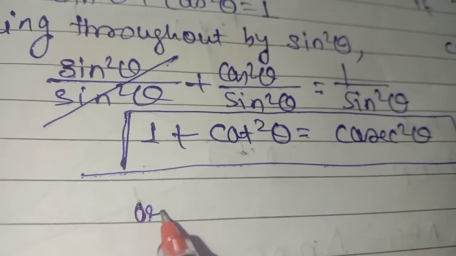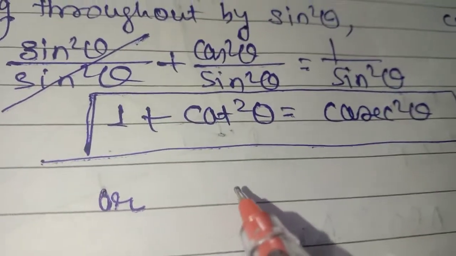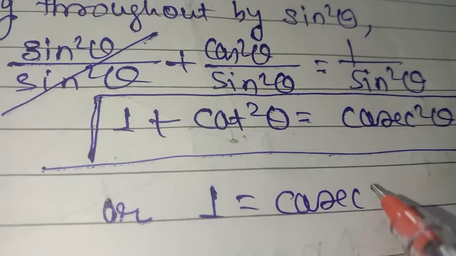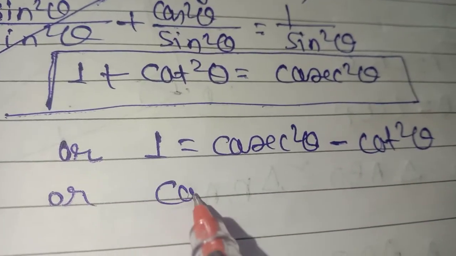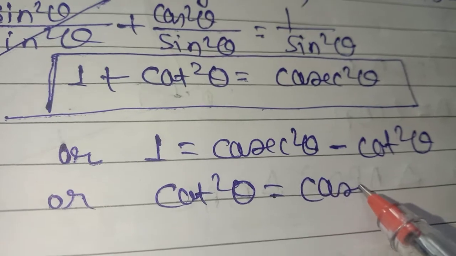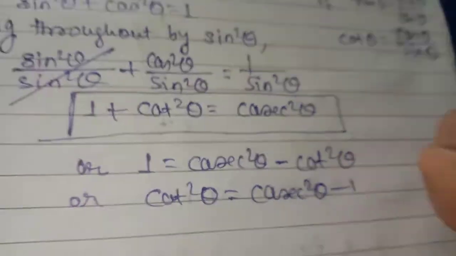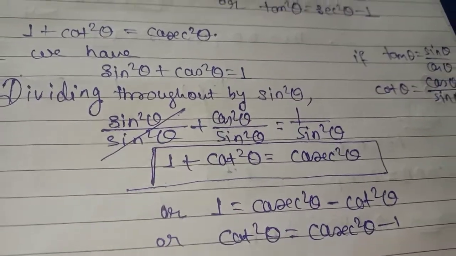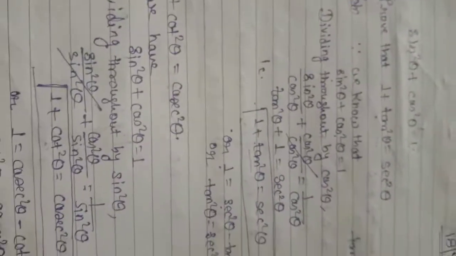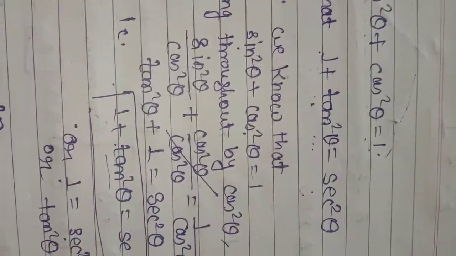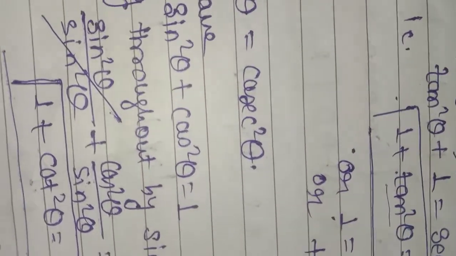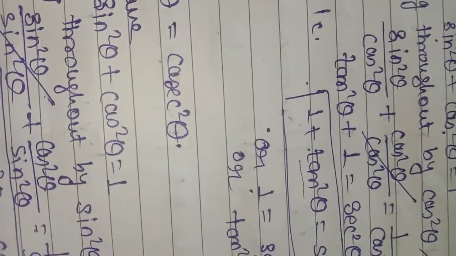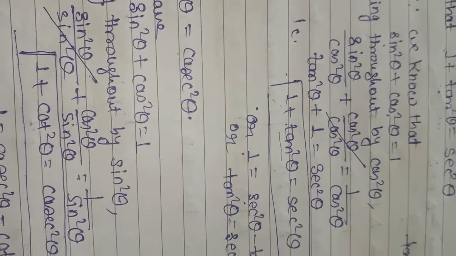Similarly, we have some more identities using this one. That is 1 is equal to, we can write here, cosec square theta minus cot square theta, or cot square theta is equal to cosec square theta minus 1. So it depends upon the question where and how we have to use these identities. So these are the two identities. You can see very clearly what we proved now. The first one is 1 plus tan square theta is equal to sec square theta, and the second is 1 plus cot square theta is equal to cosec square theta. Okay, so just take some time, see how it has been done.